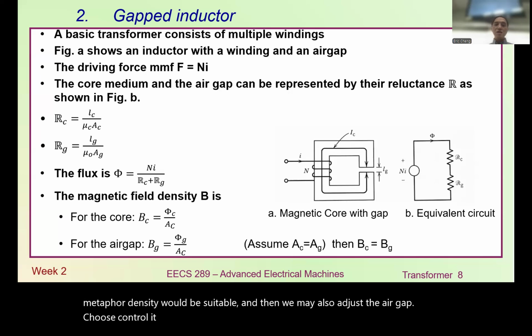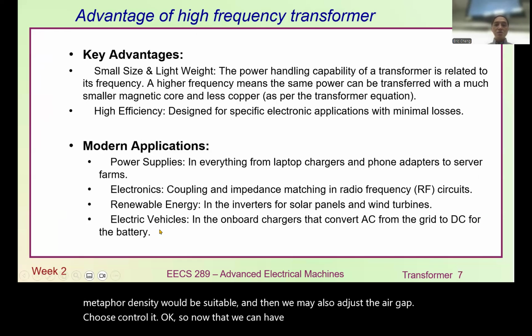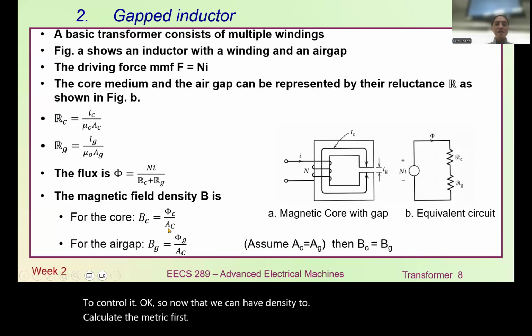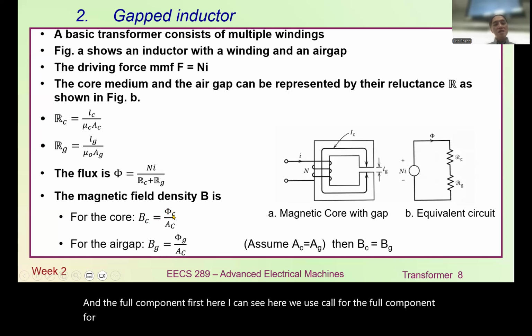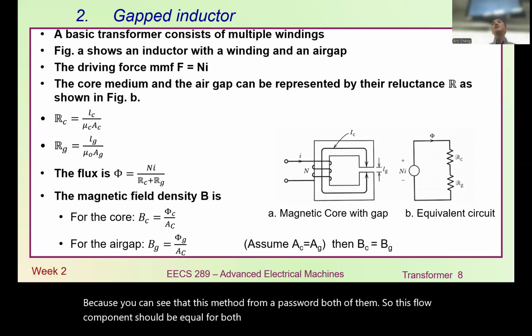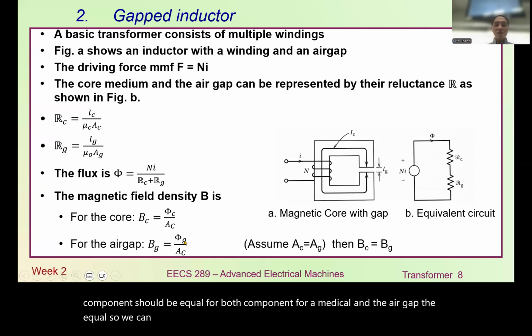Okay, so now we can calculate the magnetic flux density for the core and for the air gap. For the flow component, the flux, we use the core component or the gap component, because this magnetic flux passes through both of them. So the flux should be equal for both the magnetic core and the air gap. These two are equal anyway.